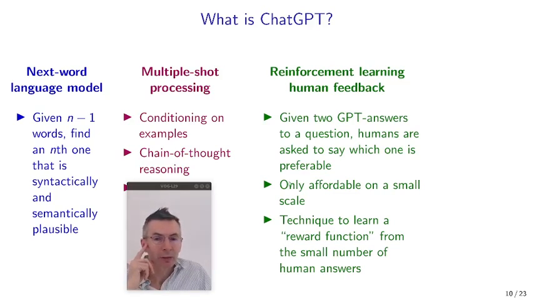Now that's very clever, because obviously asking humans to decide which answer is preferable is only affordable on a very small scale. I mean, even if you can afford to do tens of thousands or hundreds of thousands of this, it's nothing compared with the billions of parameters and billions of words of text that the whole system has been designed with. And that's because anything that involves humans is, of course, very expensive and takes much longer than stuff that can just be done by machine alone. So the clever part of this is that they have a technique to learn a reward function in the sense of reinforcement learning from this small number of human answers.